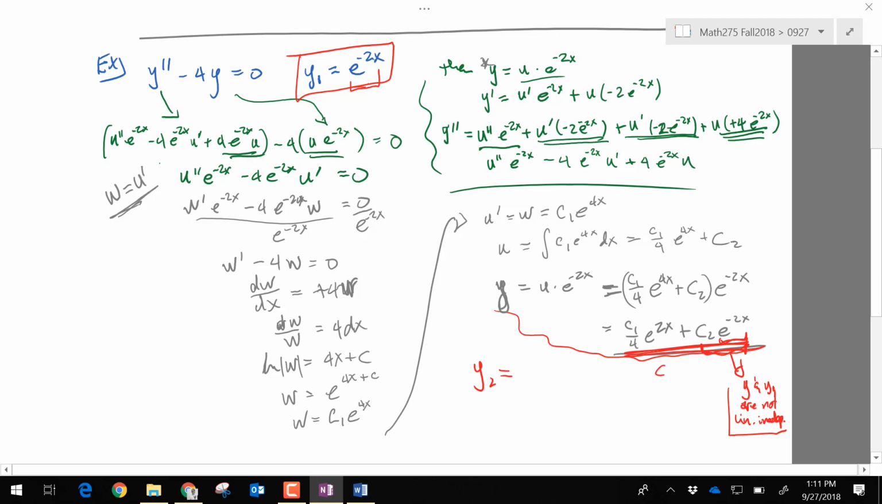Because I wanted C2 to be equal to 0 and C1 to be anything really. But if I let it equal 4, then the coefficient will just be 1, so that my y2 is just going to be e to the 2x. I let C2 equal 0 because that part of the function is redundant. It's already in the other part of the function.